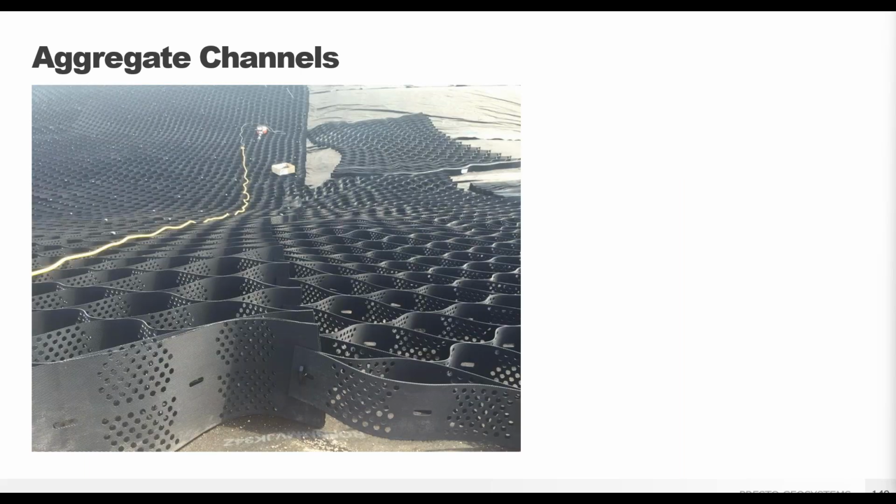Here's a pro tip particular to channels. One of the really nice things about GeoWeb is it allows for adjustments. Here we see the GeoWeb cell depth reduced from 8 inches to 4 inches. The second half of the channel from the main inlet was subjected to reduced flow rates and shear stresses. Because of this, less protection was required, so a shallower GeoWeb panel was used, which saved cost and installation time while still meeting performance requirements.